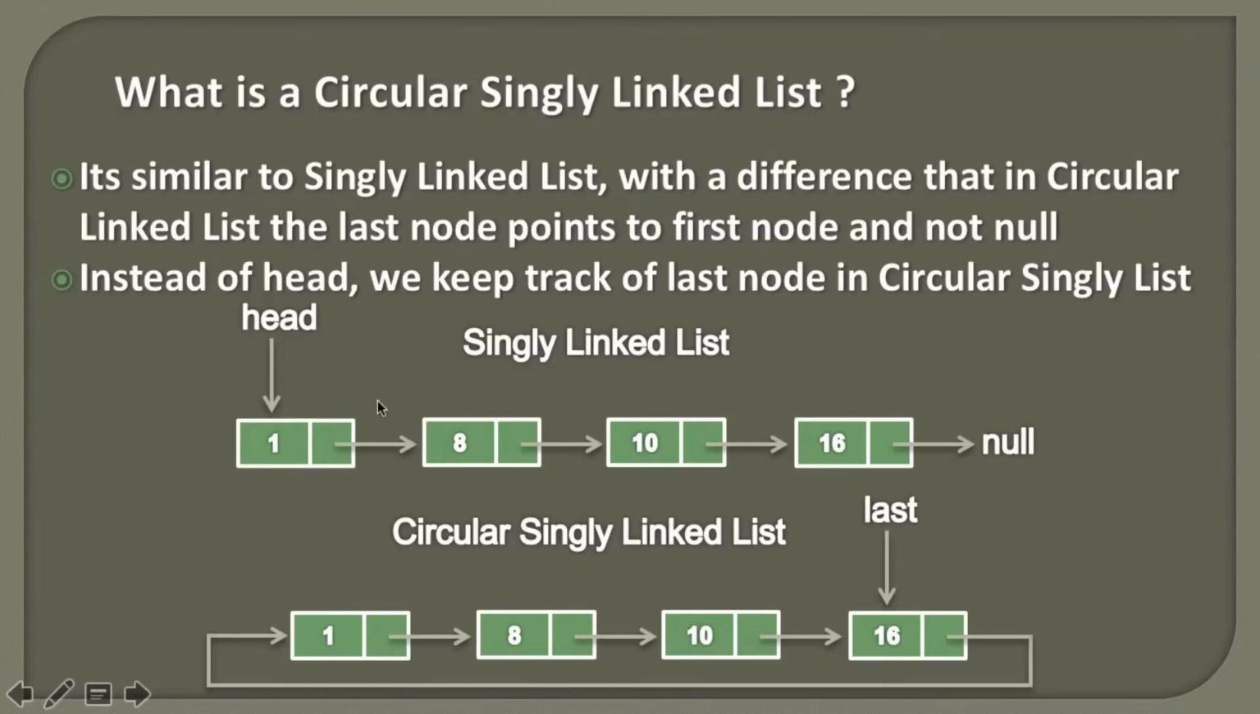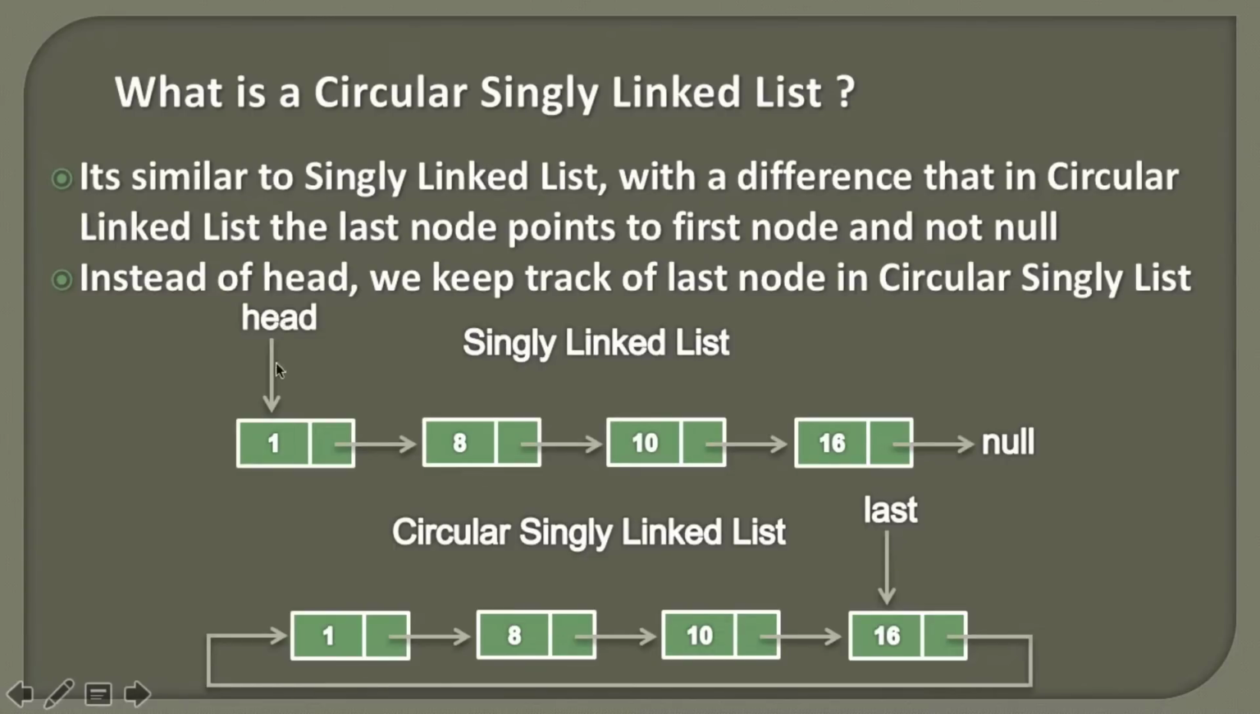And one more difference is, in a singly linked list we keep track of the head node which is pointing to the first node, but in a circular singly linked list we keep track of the last node. We keep track of the last node because it helps us in insertion and deletion of nodes in constant time.